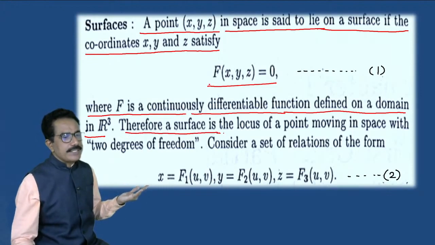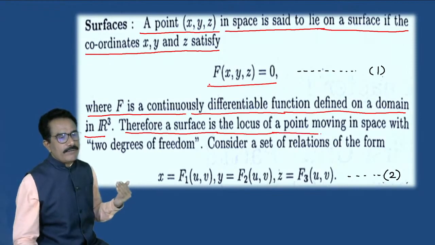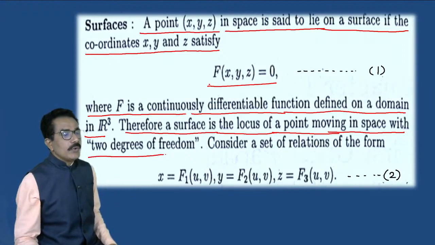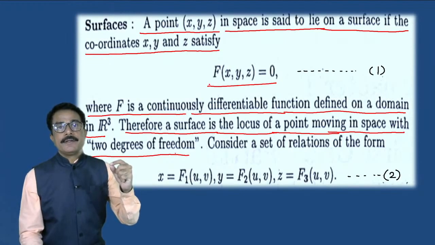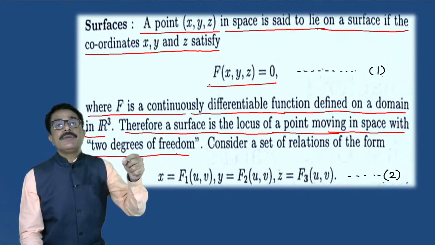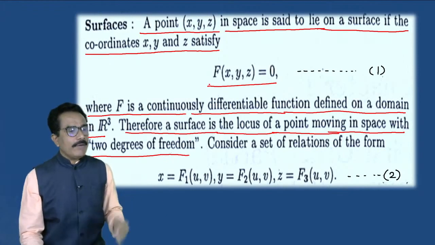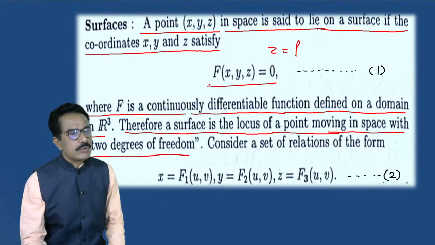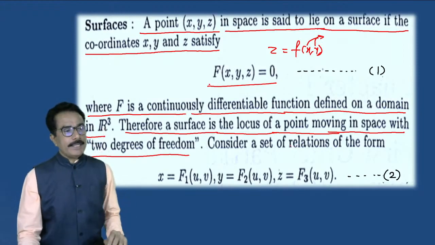Therefore, a surface is the locus of a point moving in space with 2 degrees of freedom. What is meant by degree of freedom? A function which can be specified by using a minimum number of independent variables. See, this z equals f of x, y. So in this case we require a minimum of 2 independent variables.